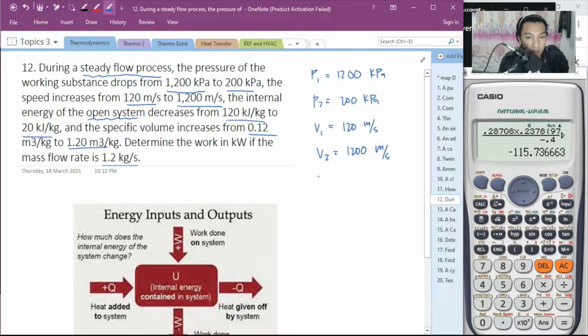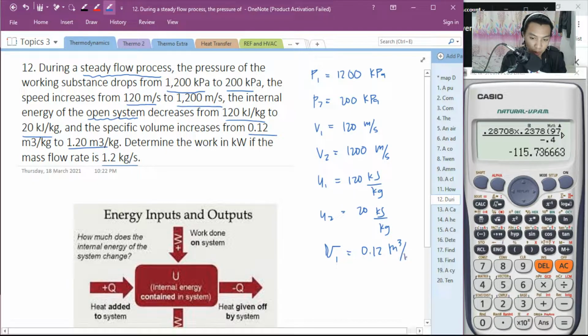The internal energy decreases from U1, 120 kilojoule per kilogram. U2 is 20 kilojoules per kilogram. Specific volume increases from, so the specific volume 1, 0.12 meter cube per kilogram, to 1.2 cubic meter per kilogram. And then the mass flow. What is being asked is the work.